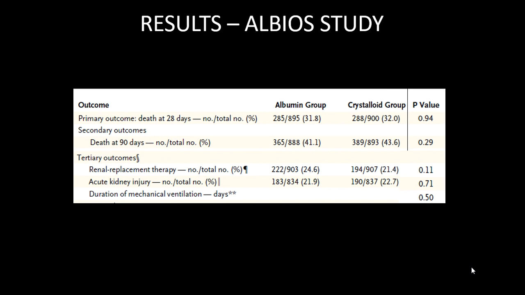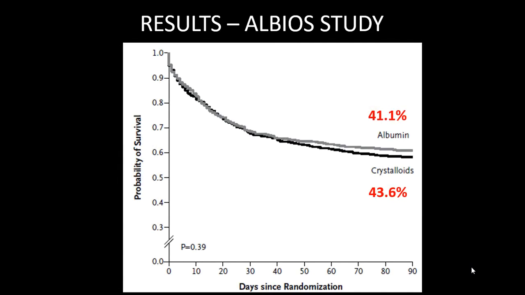The ALBIOS trial. Here albumin was given based on the patient's albumin level. What they found was there was no difference in primary outcome, secondary outcome or tertiary outcome. In terms of renal replacement therapy, there was a trend towards an increase, and no difference in mortality. The only difference in mortality they found was that at the time of enrollment, if the patients had septic shock, there was a 6.3% reduction in mortality in the albumin group versus the non-albumin group, but that subset was very narrow, only patients who had septic shock at the time of enrollment.